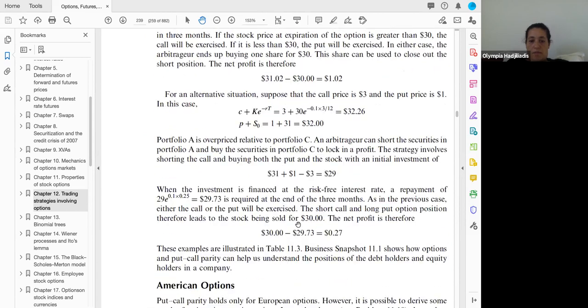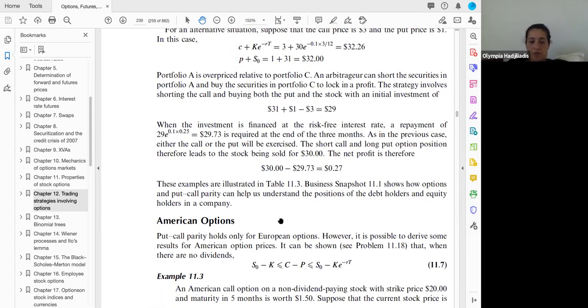So before we go to early exercise of American options, put-call parity holds only for European options. However, it is possible to derive some results for American options. It can be shown that when there are no dividends, C minus P is less than or equal to S0 minus K e to the minus RT, and that is also greater than or equal to S0 minus K.